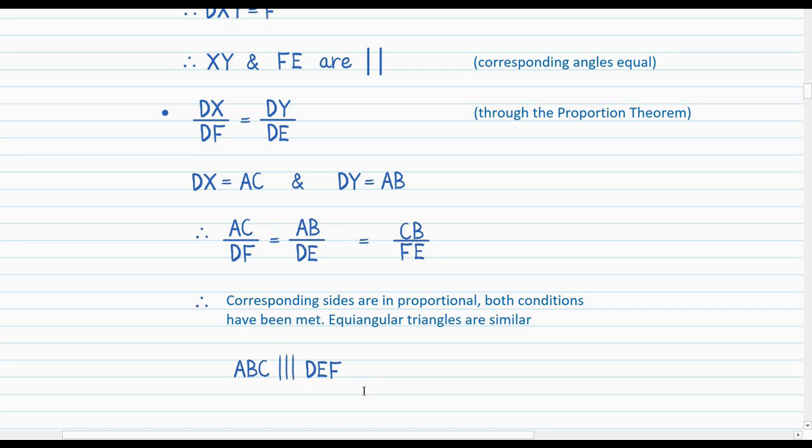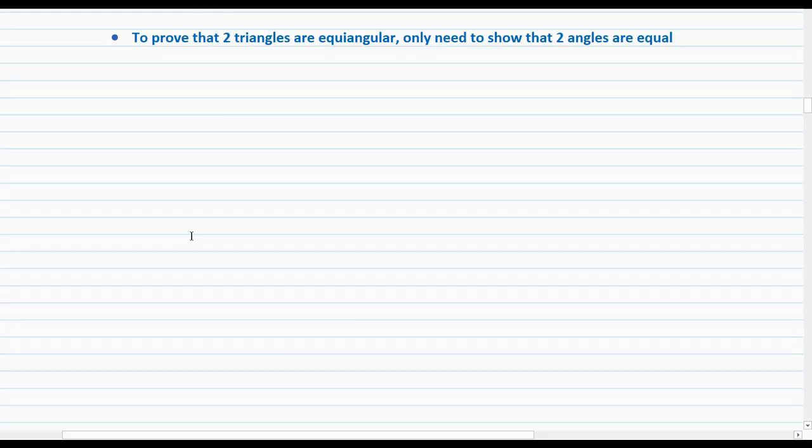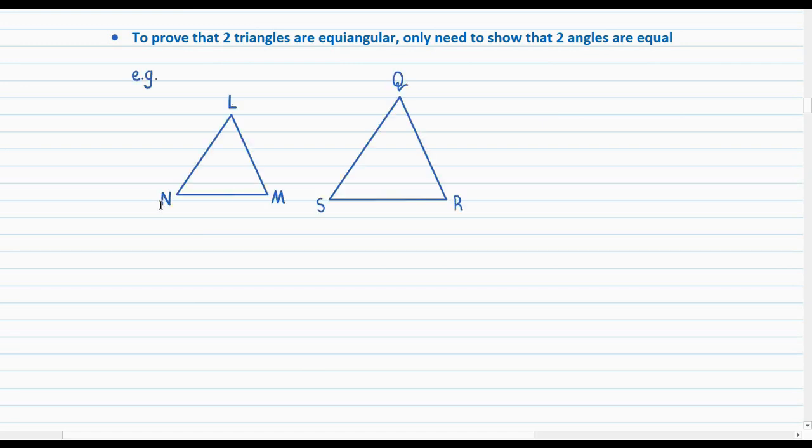Then the next thing is a nice and convenient new fact, which is that to prove that two triangles are equiangular, we only need to show that two out of the three angles are equal. And here's why that is true. Say for example, we have these two triangles LMN and QRS, and we know that angle L is equal to angle Q and angle M is equal to angle R. Then how do you go about determining the value of angle N? That's pretty simple. You just get it by saying 180 degrees minus angle L plus angle M.